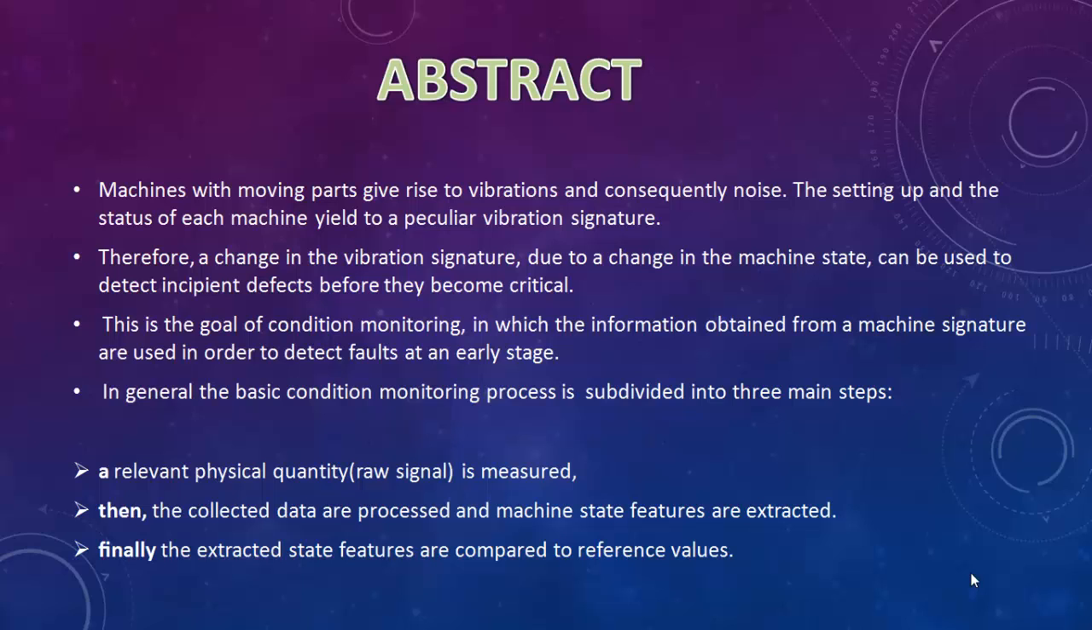In general, the basic condition monitoring process is subdivided into three main steps. The first one being a relevant physical quantity, that is, our raw signal, is measured. Then the collected data are processed and the machine state features are extracted. Finally, the extracted state features are compared to the reference values.